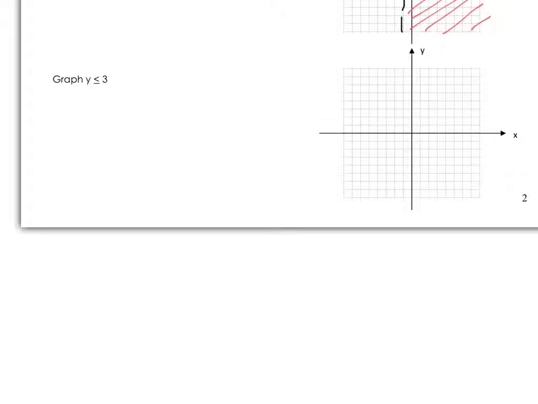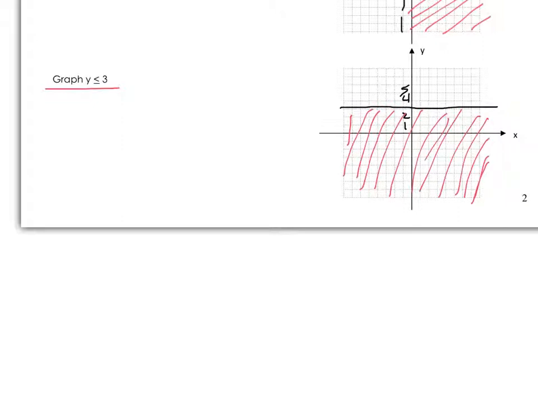Graph y is less than or equal to negative 3. It's solid. Where is y equal to 3? Horizontal line, we draw it solid. Where is y less than 3? Now think about the y-axis. If you go up, you go positive 1, positive 2, positive 3, positive 4, positive 5. Where are the values of y that are less than 3? Below that line. So this is our solution.